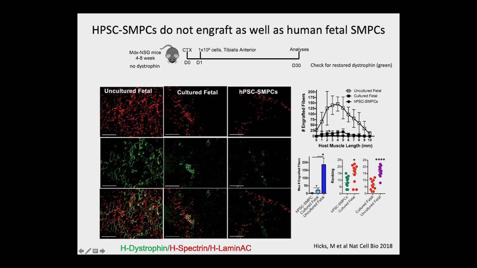And this is quantified here. Essentially, the uncultured fetal cells restore dystrophin much better than the pluripotent stem cell-derived cells, or the cultured fetal cells, and that's quantified here. So, very inefficient engraftment as well. We wanted to understand in a little more detail whether there's a population that has better potential, so that if we could enrich for it, we might get better engraftment.